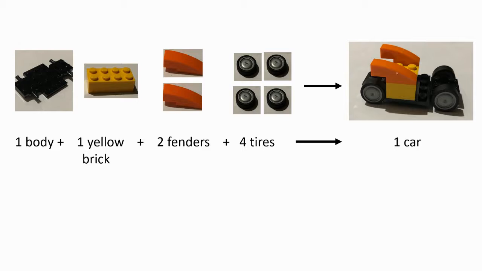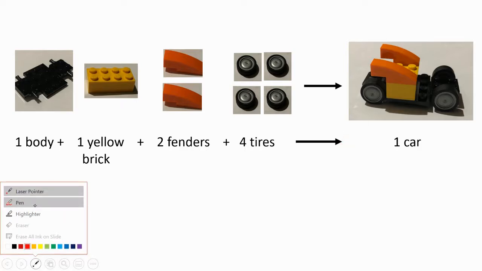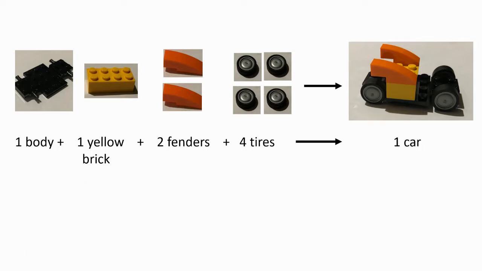If this car here requires a body and a yellow brick to be put on that body, and then two fenders, and then four tires to be put on the axles, and that's the car, it should make sense to you that you could figure out stuff like what happens if you have, say, 32 tires.